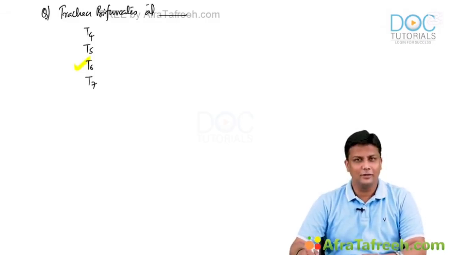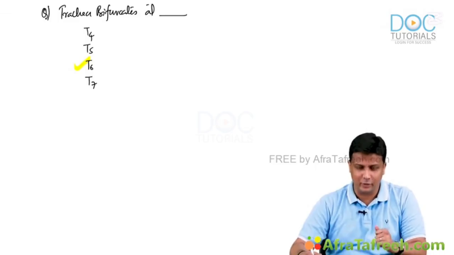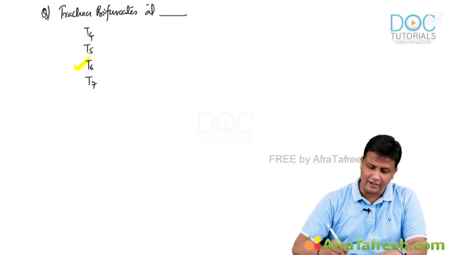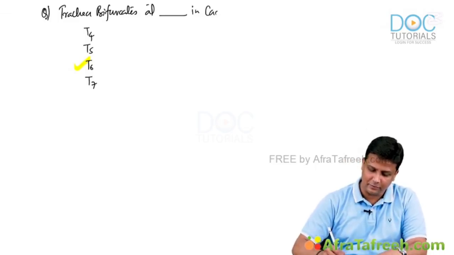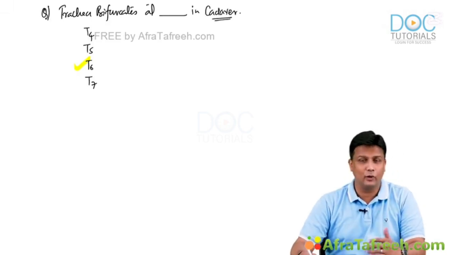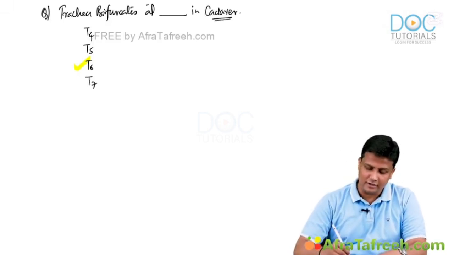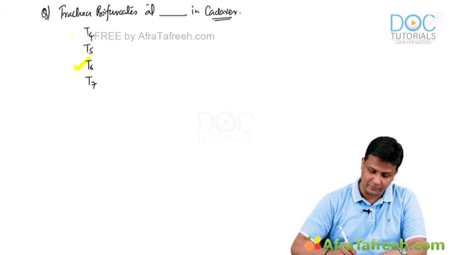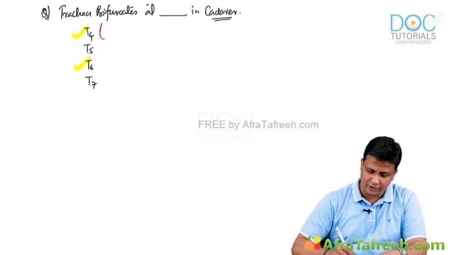Now, let me do one thing. Let me just modify this question a little bit over here. Trachea bifurcates at dash in cadaver. If the word cadaver is given, cadaveric bifurcation of trachea, then your answer has to be T4 here, sir. So, you have to just look into the question, don't confuse yourself.